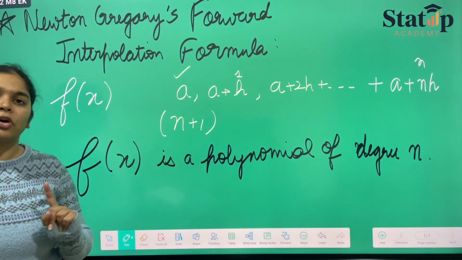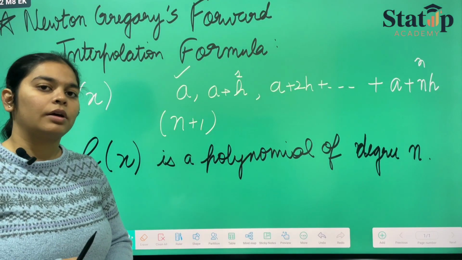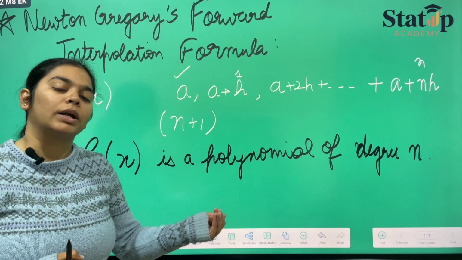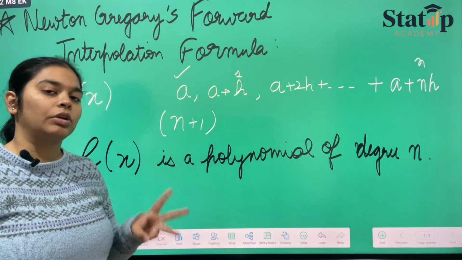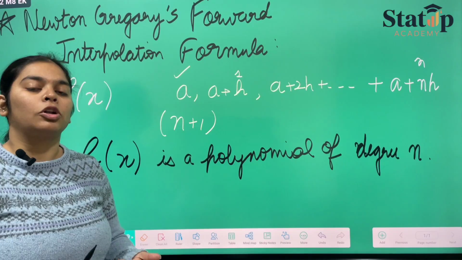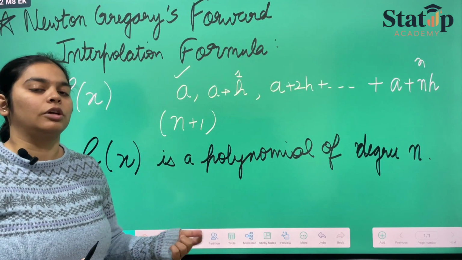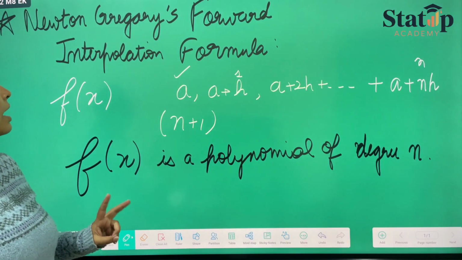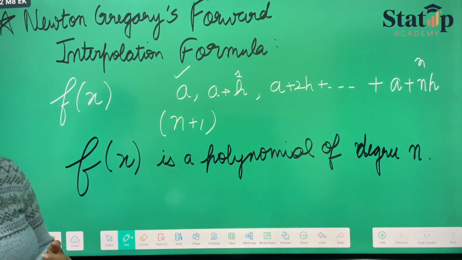So from this, one concept is clear: for a polynomial of degree n, we need n plus 1 terms. Suppose the polynomial is of degree 2, we need 3 terms. Suppose the polynomial is degree 3, we need 3 plus 1, which is 4 terms, and so on. One concept is this, and the second is we have to find Newton-Gregory's forward interpolation formula.